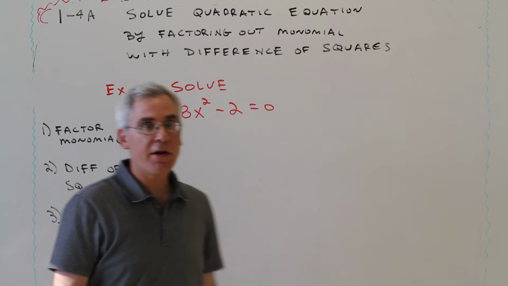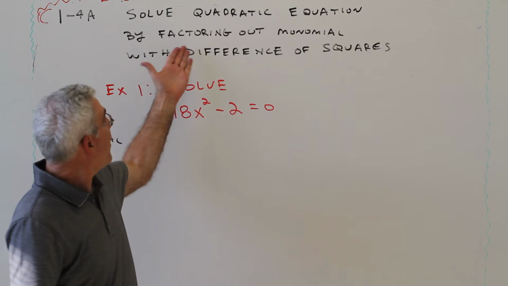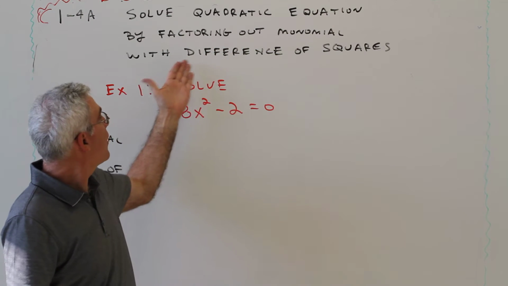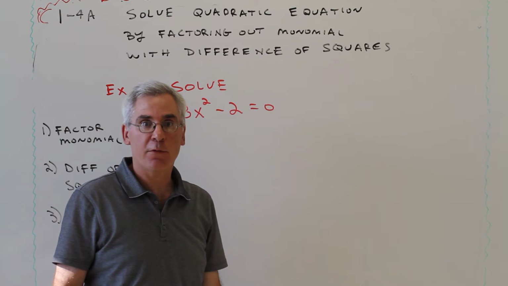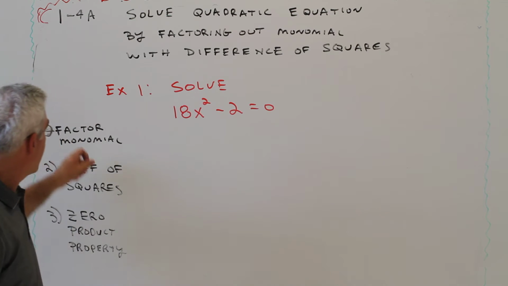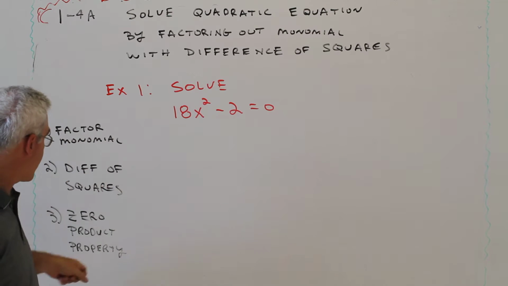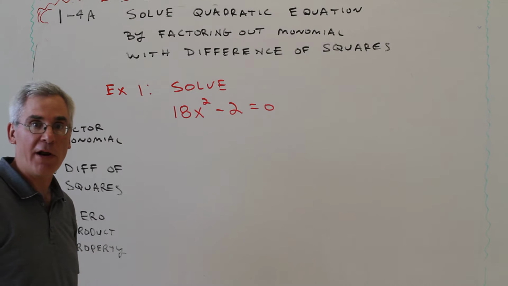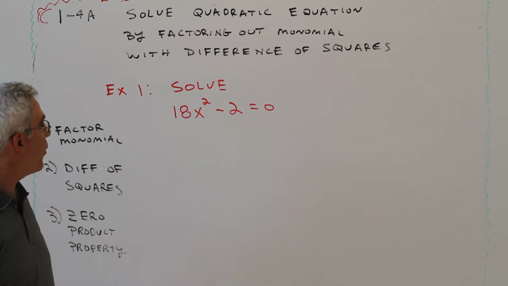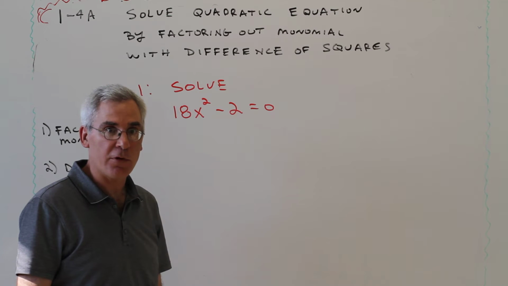This is lesson 1-4a. We're going to solve a quadratic equation by first factoring out a monomial and then using the difference of squares factoring. So we'll be using three basic steps: factoring out a monomial, factoring by difference of squares, and then using the zero product property. Here's example 1. Solve 18x squared minus 2 equals 0.